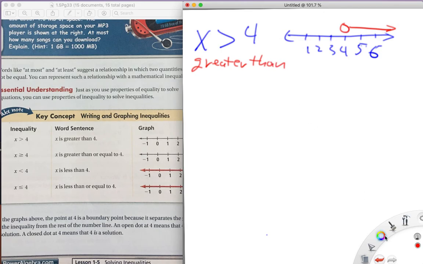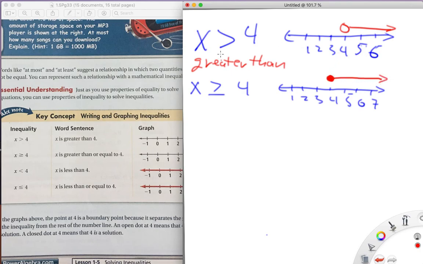Then if we had greater than or equal to, on the same number line, we would have a closed circle at 4, and the equal to part says that it also includes 4. If it's greater than, it starts at 4 but doesn't include it. So this is greater than or equal to.